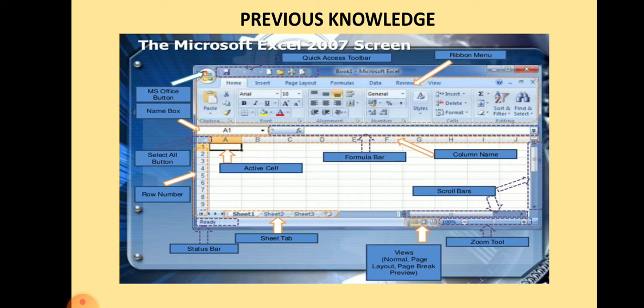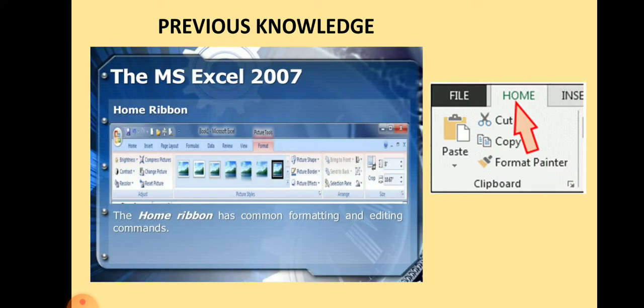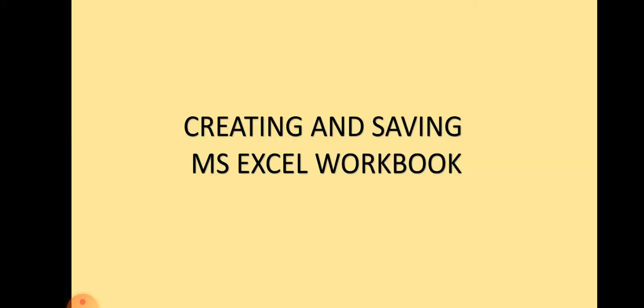In our previous classes, you had a brief introduction about the Microsoft Office Excel 2007. Here you can see the Microsoft Excel 2007 screen. You had also learnt about the ribbon in MS Excel with special reference to the Home tab. The Home ribbon has common formatting and editing commands. Today, we are going to learn how to create and save MS Excel workbook.